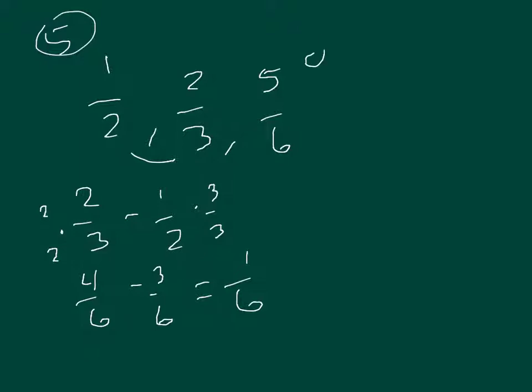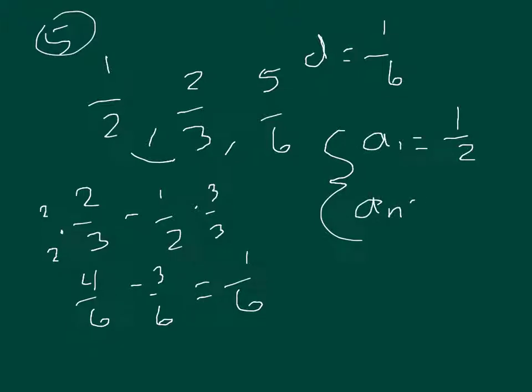So if my common difference is 1/6, what is my recursive formula? Remember, there's two statements to a recursive formula. The first one is the first term, which is 1/2. And then the nth term is stated by saying the previous term, a subscript n minus 1, plus 1/6, since it's an increasing function, so you're adding 1/6 each time. So that's the end of arithmetic sequences.